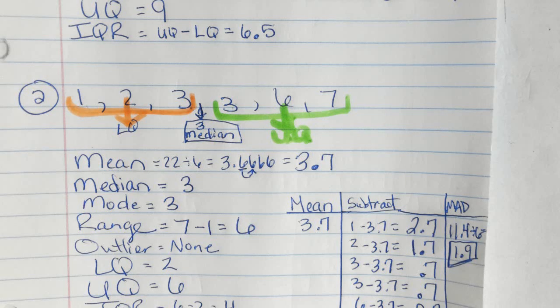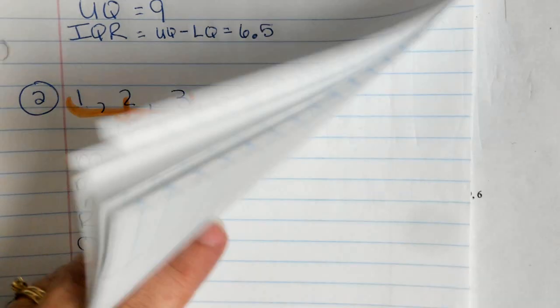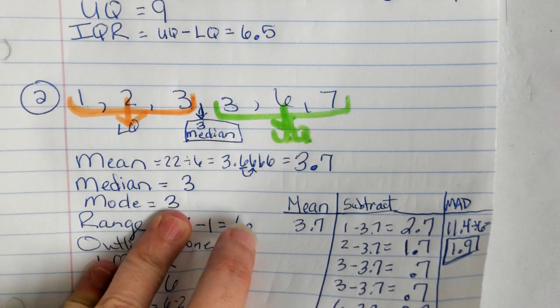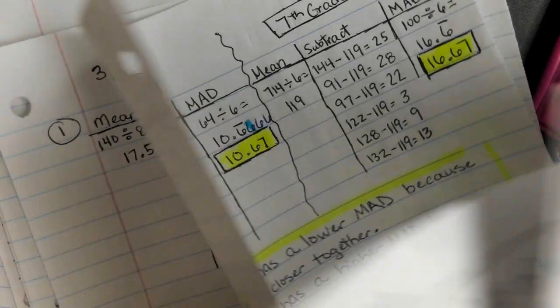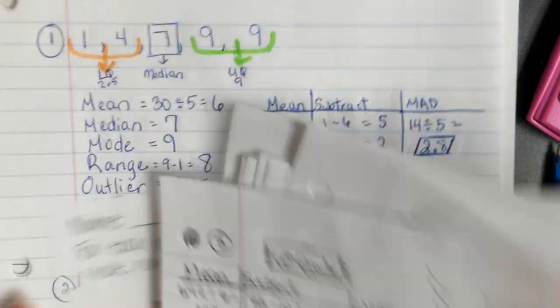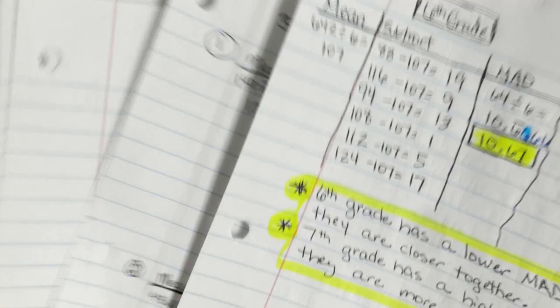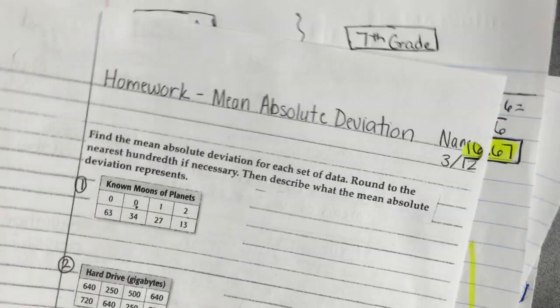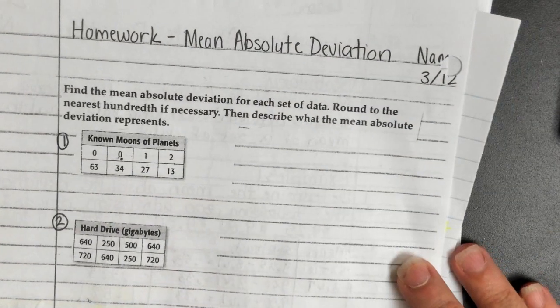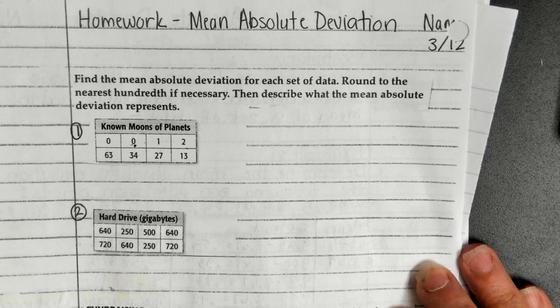Okay, it is March the 13th, and we are going to start out by going over last night's homework, which was Tuesday night, I think. Like I said, I needed y'all to get settled before I got up here. Let's get this going, guys. Okay, last night's homework was this assignment on mean absolute deviation.